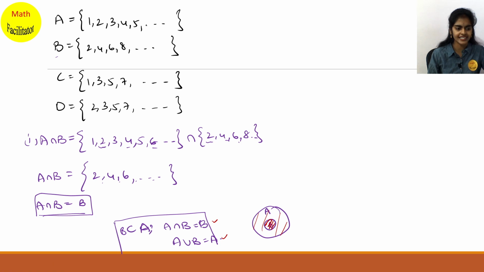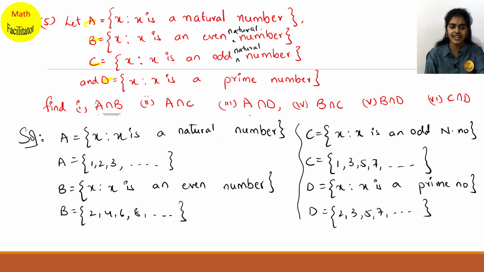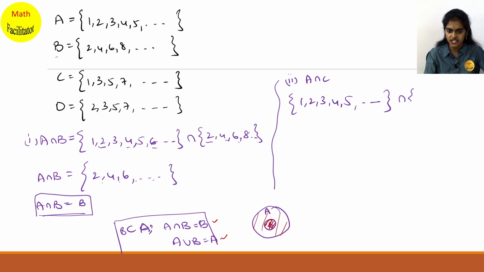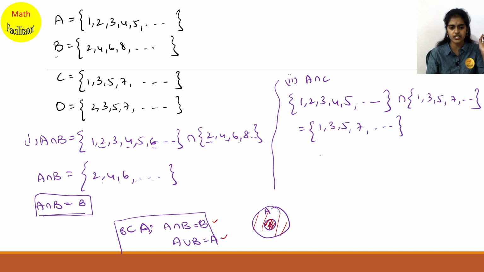So let's move on to the next bit of this question. Second bit, you should find A intersection C. A is nothing but 1, 2, 3, 4, 5. This is a bigger set, all natural numbers you have. C is nothing but out of the natural numbers you have only taken odd numbers. So intersection is nothing but common numbers. Now common numbers are 1, 3, 5, 7 and so on. So here you can see A intersection C is nothing but this 1, 3, 5, 7, which is nothing but set C. So this is a conclusion you can write again.